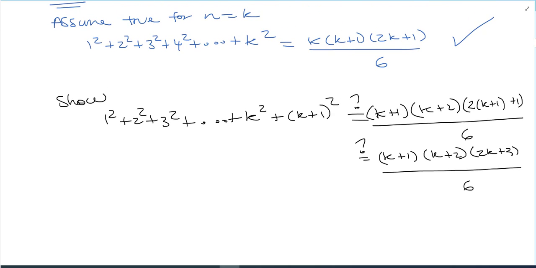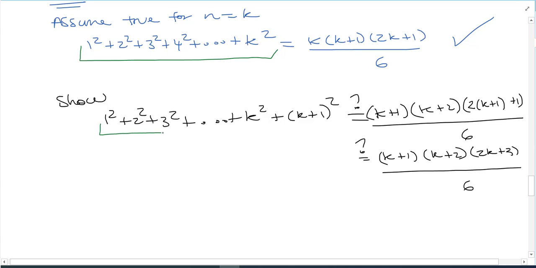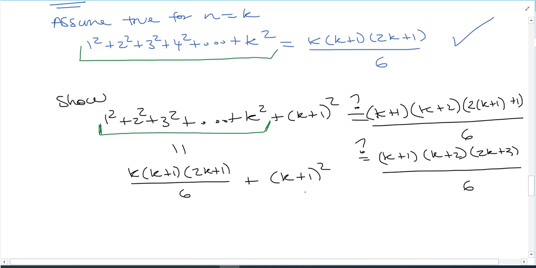But from our assumption, our principle of mathematical induction, our assumption tells us that this is true. So then I know that this part equals that formula. So 1 plus 2 squared plus 3 squared plus k squared. So stopping there, I know I can replace this whole thing with what it equals because we're assuming that statement is true. So I can replace this with the formula. So this is equal to k times k plus 1 times 2k plus 1 over 6. And then I have plus my k plus 1 squared.